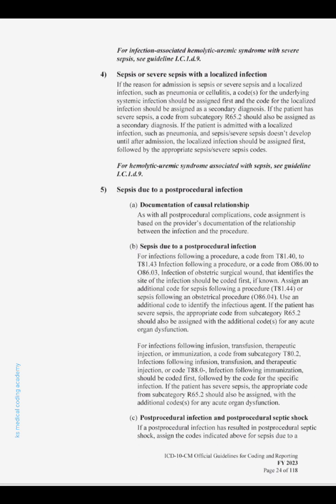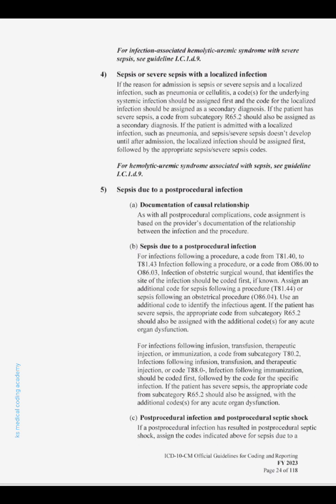4. Sepsis or severe sepsis with a localized infection. If the reason for admission is sepsis or severe sepsis and a localized infection, such as pneumonia or cellulitis, a code for the underlying systemic infection should be assigned first and the code for the localized infection should be assigned as a secondary diagnosis. If the patient has severe sepsis, a code from subcategory R65.2 should also be assigned as a secondary diagnosis.